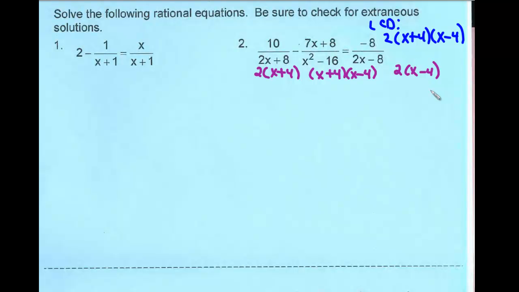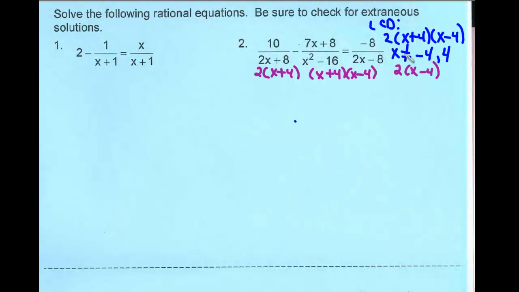Let's go ahead and figure out what x cannot equal. In the first denominator, if I set x plus 4 equal to 0, x is equal to negative 4. Therefore, if I put negative 4 in for x, I will get 0 in the denominator. So x cannot equal negative 4. Looking in the second denominator, I get x equals negative 4 and x equals 4 when I set this equal to 0. Therefore, x cannot equal 4 as well. So x cannot equal negative 4 or 4 because that will give us a 0 in the denominator.